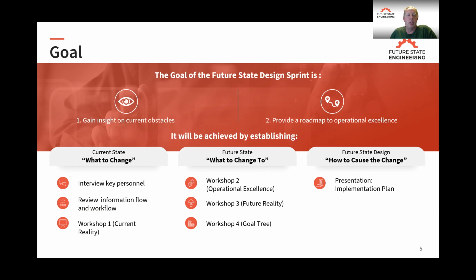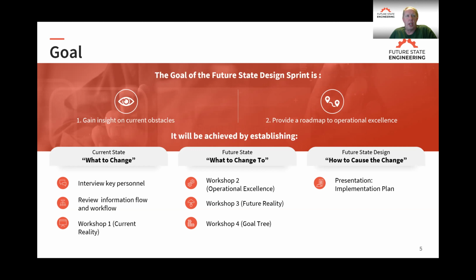Once we do that workshop, we take the knowledge from that workshop and develop the future reality using the current reality as the basis. So we're going to put injections into the current reality tree to make the future reality tree. Then, as the outcome of that, we take all those injections of what we need to do to create that future reality and put them into a goal tree.